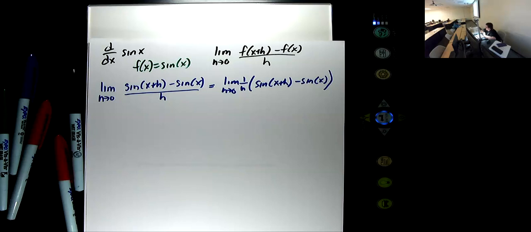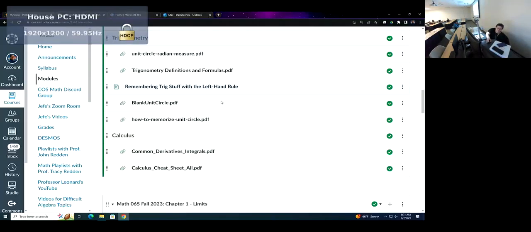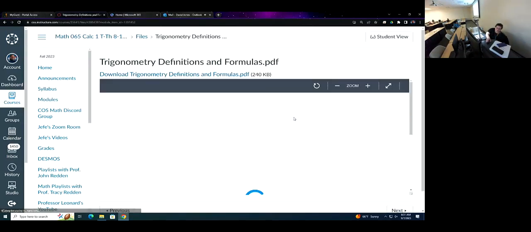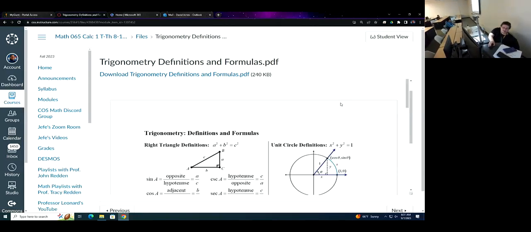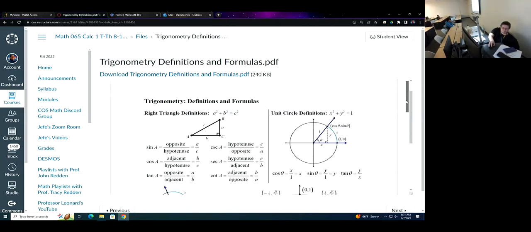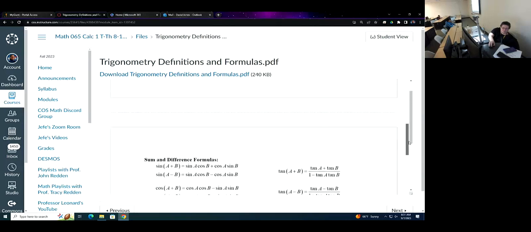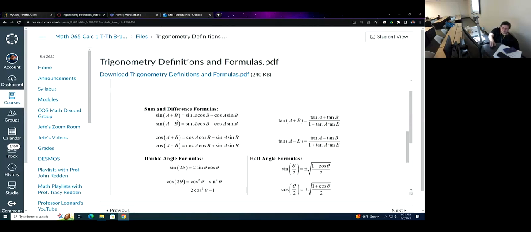Does anybody remember the sine A plus B formula? Excellent. This gives me a perfect chance to remind you that over here in our modules, we have the trig definitions and formulas so that you can refresh your memory. Scroll down. What am I looking for? There we go, the sum and difference formulas. What we're doing today is going to use some of these.